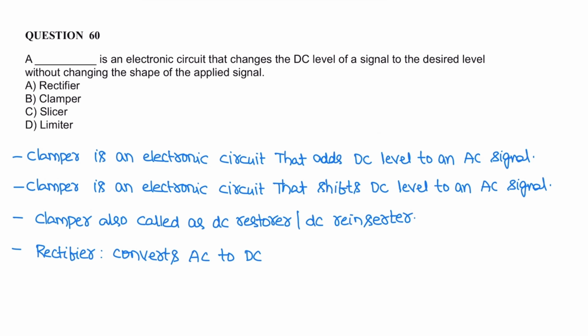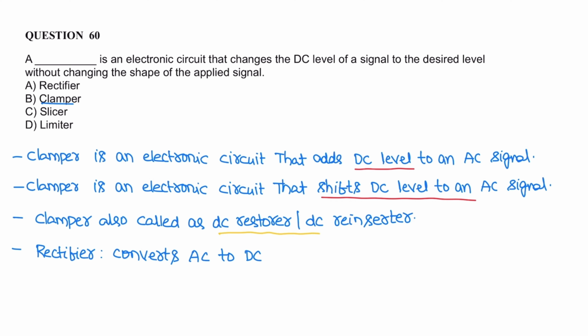Next question. Dash is electronic circuit that changes the DC level of a signal to the desired level without changing the shape of the signal. So correct option is clamper. Clamper is an electronic circuit that changes the DC level of a signal. Simply, the clamper circuit adds DC level to an AC signal or it shifts the DC level of an AC signal. This clamper circuit is also called DC restorer or DC reinserter.